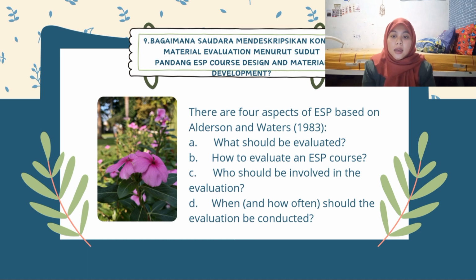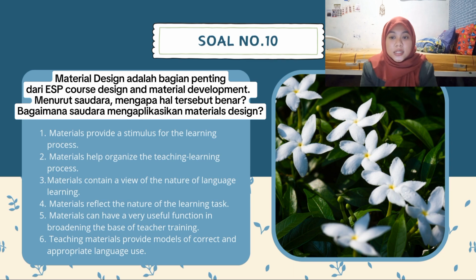D. When and how often should evaluation take place? According to Hutchinson and Waters in 2008, the most appropriate times to evaluate a course are: A. In the first week of the course. B. Periodically during the course. C. At the end of the course. D. At the end of the course at each meeting, as this is effective to find out how well the course achieved the objectives.